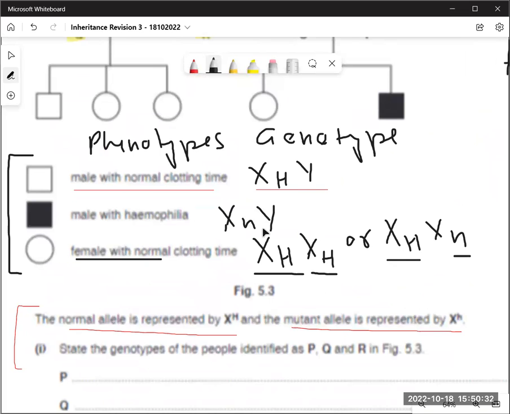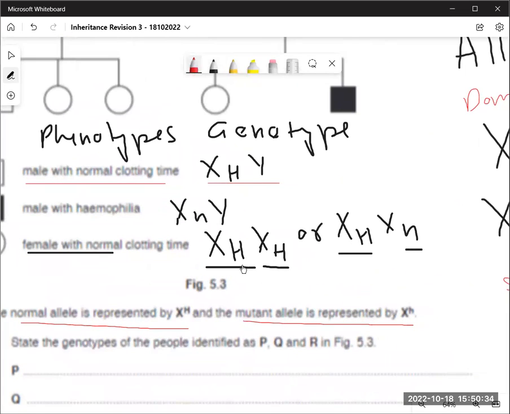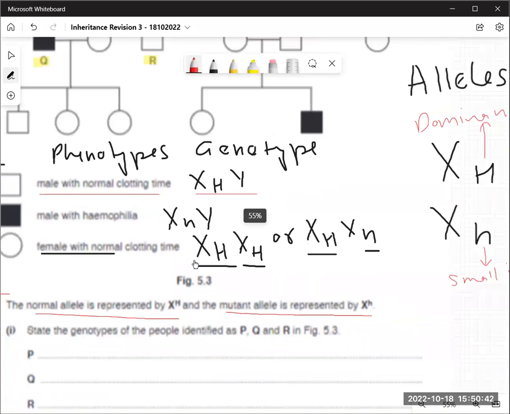Now Diana, can you tell me why does a female with capital H have normal clotting time? Why is capital H the gene for normal time? Because it is already given in the question. So they're telling us that it's normal, therefore she must have these genes. So there's one more possibility. Zara, read this part and this part out loud.